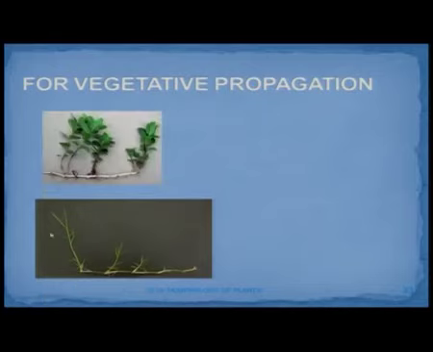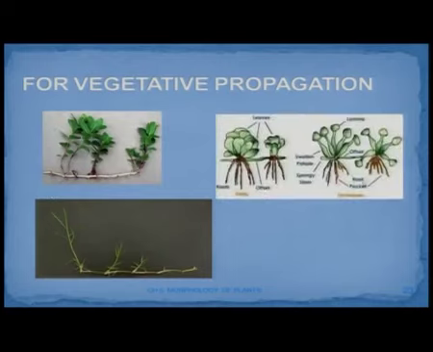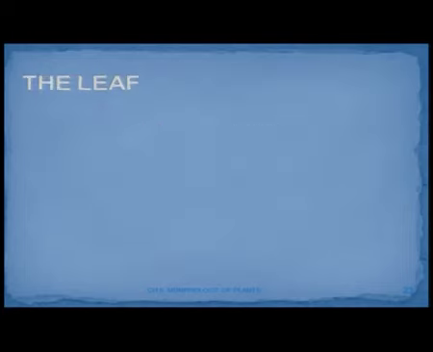Such runners are also present in mint plants, and such lateral stems are also present in some aquatic plants where they are known as offsets. So, stems are the organs for vegetative propagation also. With this, we have finished our talk on the stems. We studied that the stems bear nodes and internodes, they have axils, and axillary buds mature into branches, then stems are modified to perform various different functions.